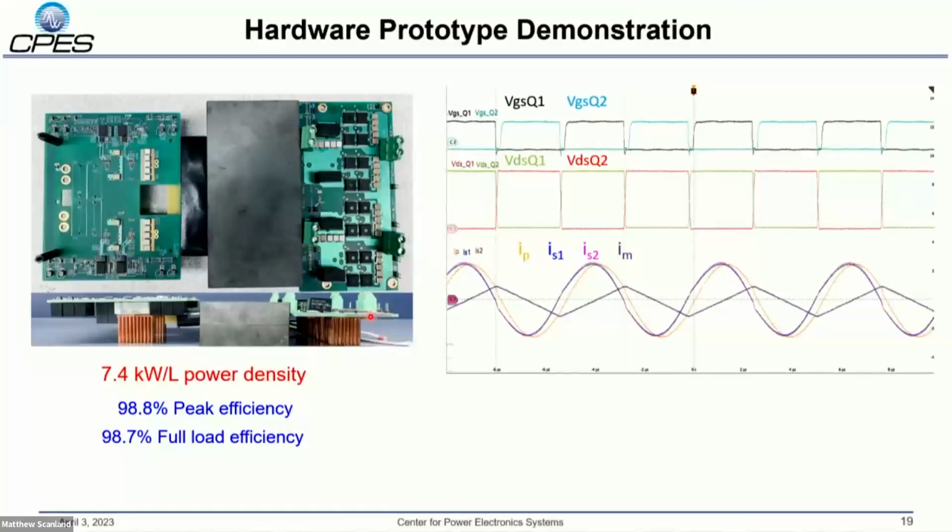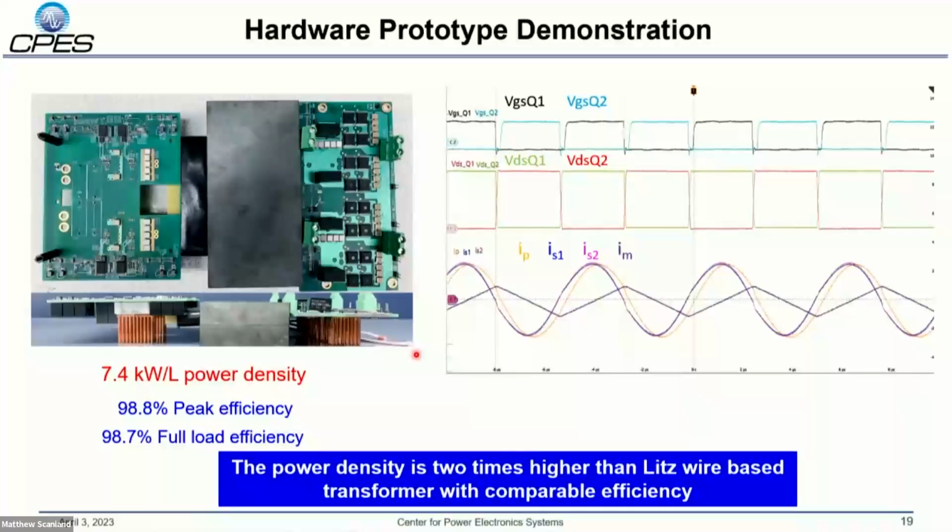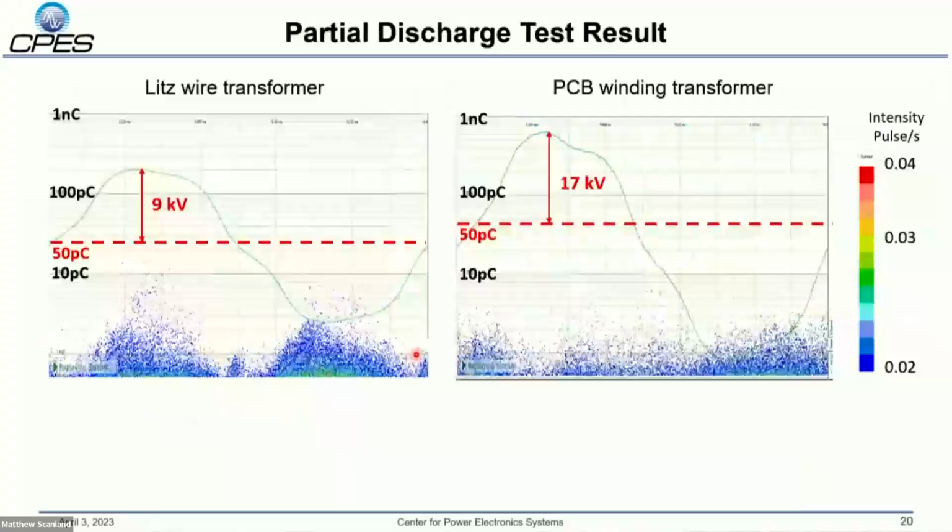And if we see this test waveform, we will see that ZVS can be achieved at all power levels. And the peak efficiency can reach 98.8%. And the full load efficiency will drop 0.1%. And also the power density will be 2 times higher than the Litz-based transformer with a comparable efficiency. That is the benefit of this PCB winding based transformer.